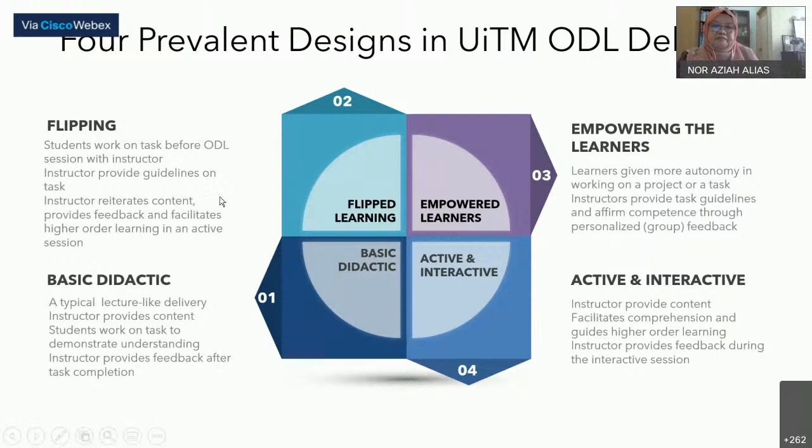Many people flip. They do get the students to do work before class, but this is also sometimes the issue, because you give them too much work, right? And then some are basically just lecture-like. Some are doing a lot of active and interactive work. And some, we call it empowering the learners: give them a project, a substantial task. The lecturer comes in to provide only the guideline and feedback.